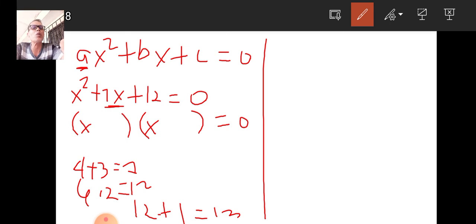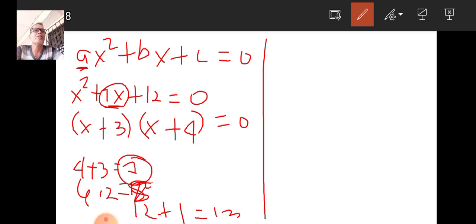So 6 times 2 is 12. If you add 6 plus 2, that is 8. 4 times 3 is 12. If you add 4 plus 3, that equals 7. So you have 7, and the middle term is 7. Therefore, the factors of 12 must be positive 3 and positive 4. Okay?